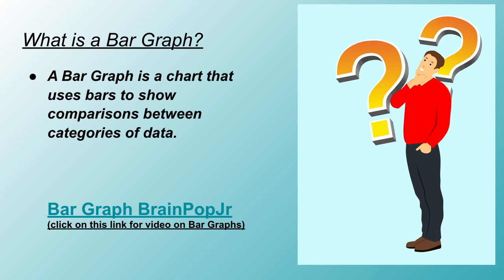So let's see, what exactly is a bar graph? A bar graph is a chart that uses bars to show comparisons between categories of data. A lot of you probably remember this because we probably had a lesson on it before, but let's test ourselves and see what we might remember and what we might need to brush up on.